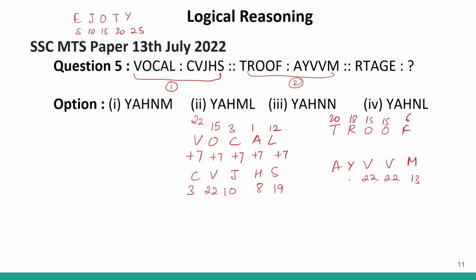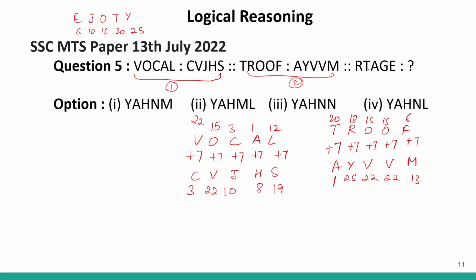Okay, this is how much? Y is 25 and A is 1. So from 20 to 1, 20 plus 6 will give me 26. Then we'll move back to 1. So this is also plus 7. 18 to 25 is plus 7. Correct? 15 to 22 is plus 7 in both these cases. And 6 plus 7 will give me 13. So plus 7 in this pair also.